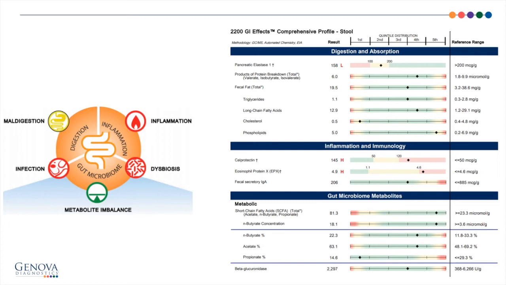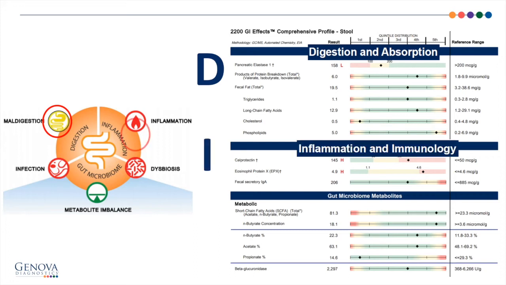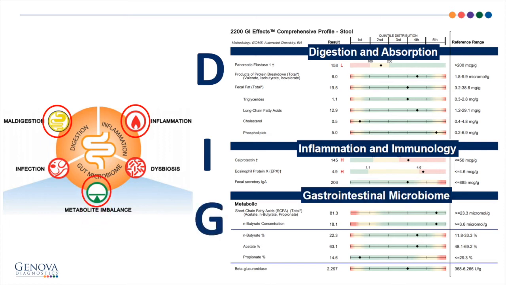After the microbiome analysis page, we have the biomarker page here, and you can see listed out these biomarkers related to digestion and absorption, such as pancreatic elastase and fecal fat, inflammation and immunology, such as calprotectin and eosinophil protein X, and then finally gastrointestinal microbiome and their metabolites, such as short-chain fatty acid production and beta-glucuronidase, all of which relate to the overall evaluations for maldigestion, inflammation, and metabolite imbalance.